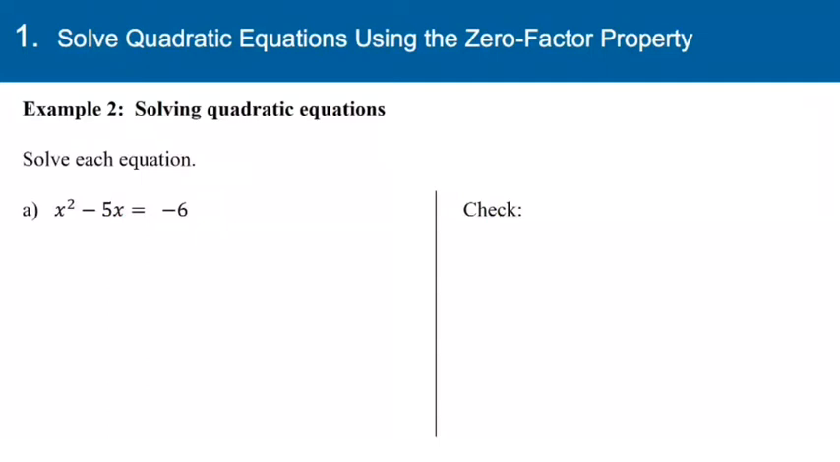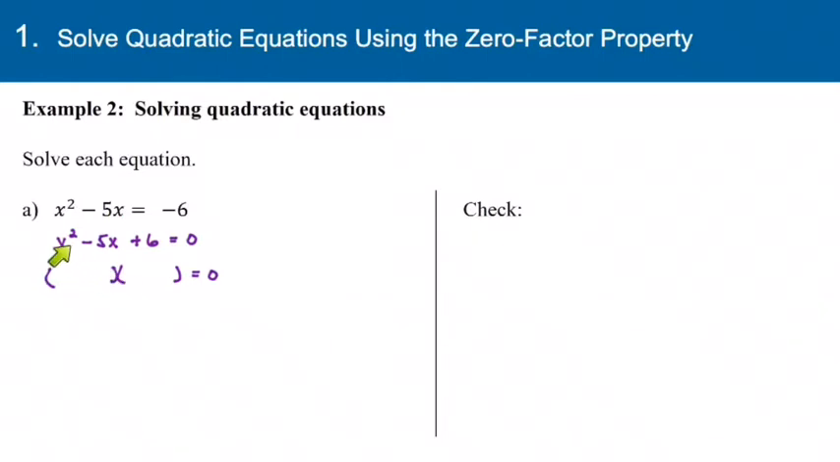So what we'll have to do first is add 6 to both sides, and that will give us the equation in this form. X squared minus 5x plus 6 equals 0. So this is a trinomial, and we know that it will factor into two binomials if it factors at all. So we are reversing the FOIL process here.